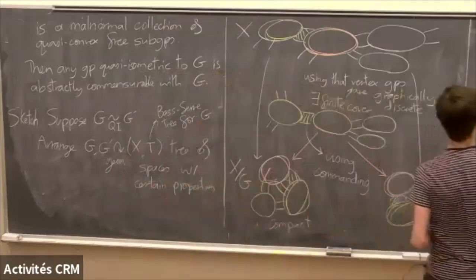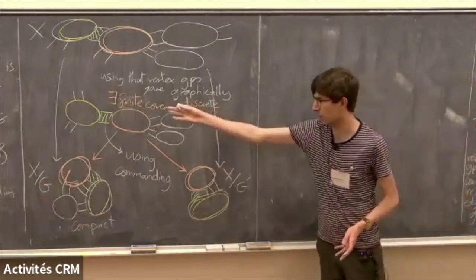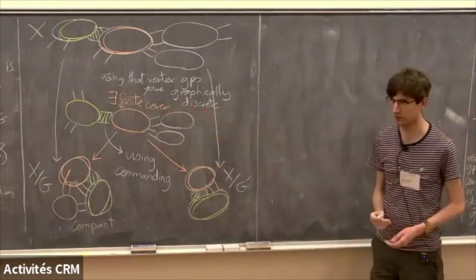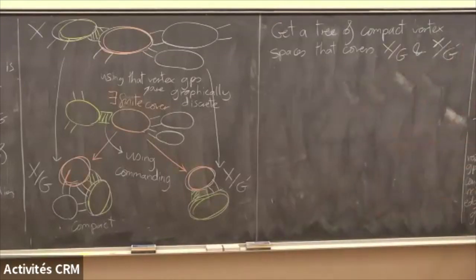And we end up with a tree of compact vertex spaces that covers the two spaces downstairs, X mod G and X mod G prime. Okay, so we're almost there. We want a common finite cover. Now we have a tree of spaces where each vertex space is a finite cover of vertex spaces downstairs.